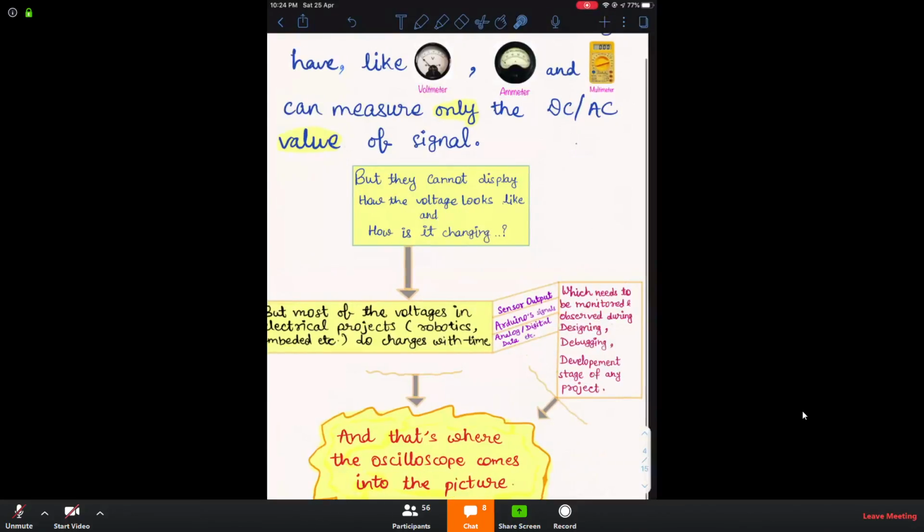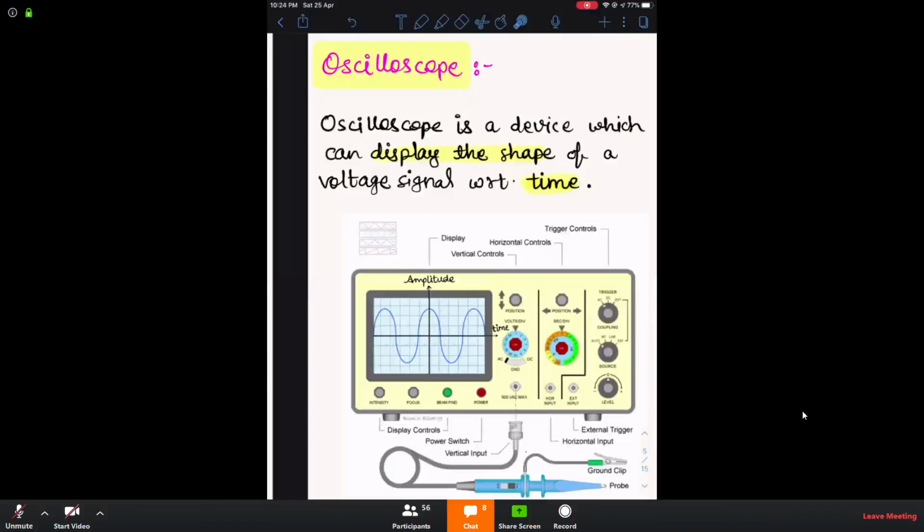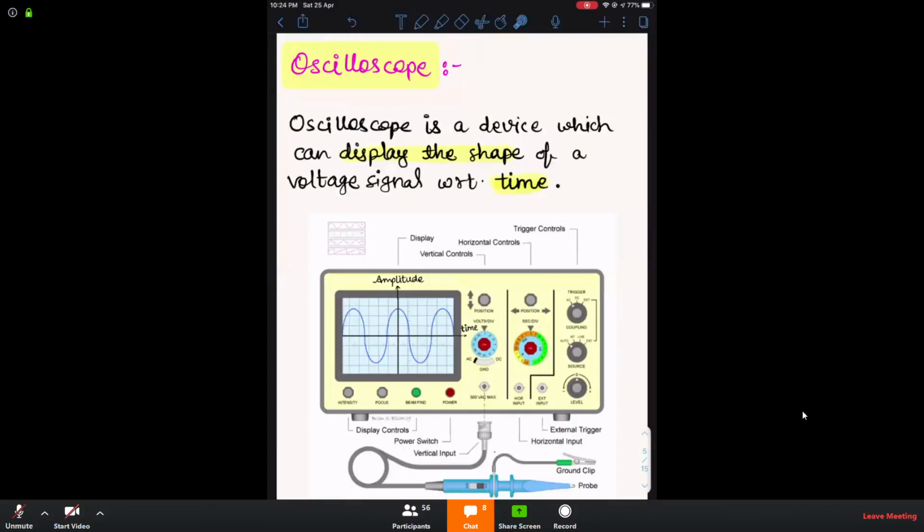So with this, let's move to the oscilloscope. In the earlier slides we have discussed why we need an oscilloscope. Now in this slide we will see what an oscilloscope is, how it looks, and what the applications of the oscilloscope are.